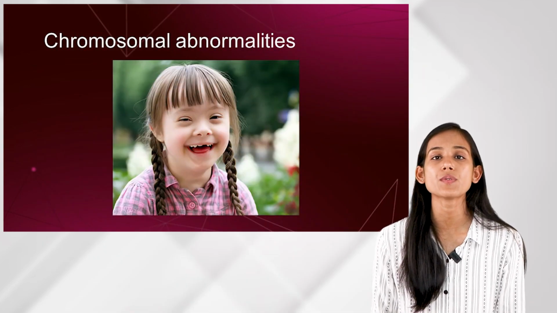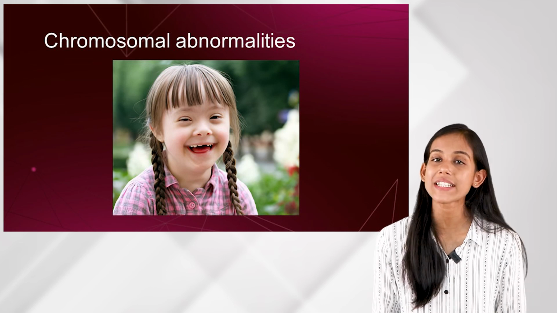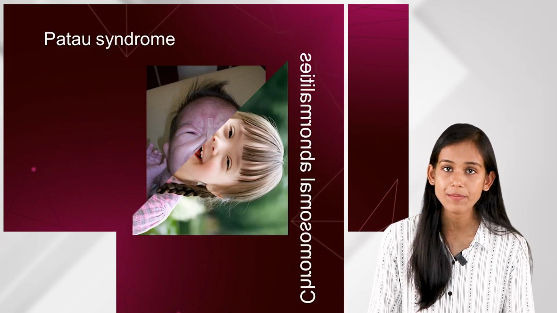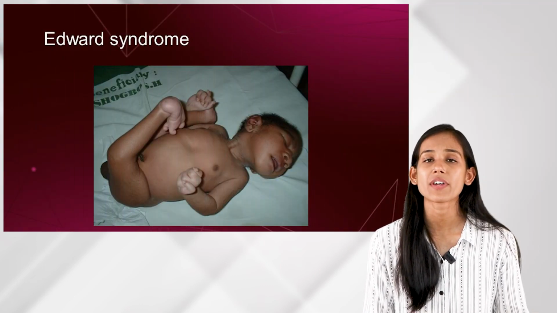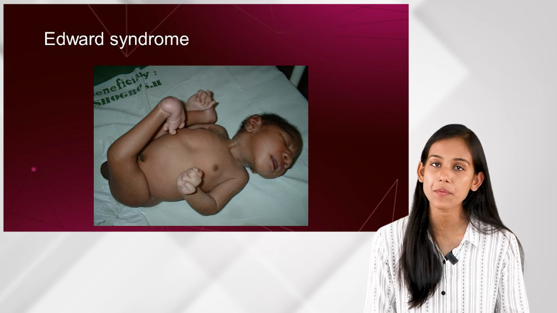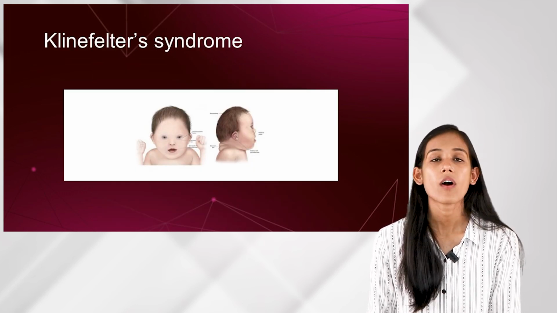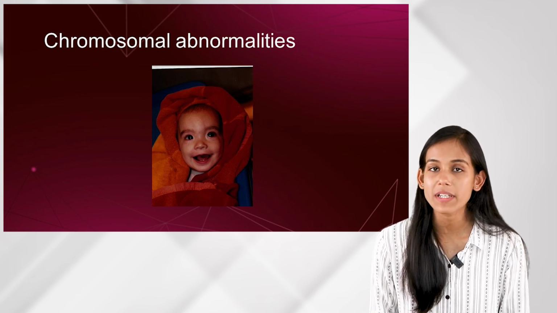Now, moving to the chromosomal abnormalities. In chromosomal abnormalities we can see Down syndrome, which is because of trisomy 21, and then there is Patau's syndrome, that is trisomy 13. Then we have trisomy 18, which is known as Edwards syndrome, and then there is Turner syndrome, Klinefelter syndrome, or Cri-du-chat syndrome. In Cri-du-chat syndrome, there is a cat-like cry of the infant.